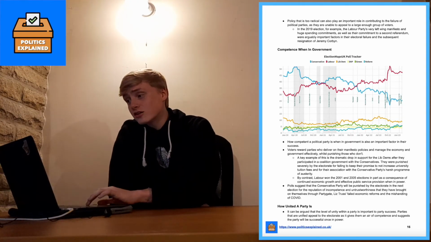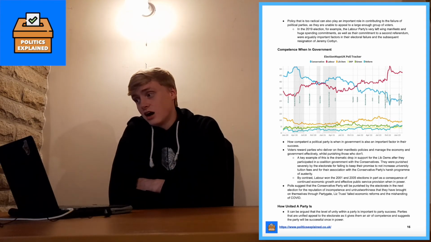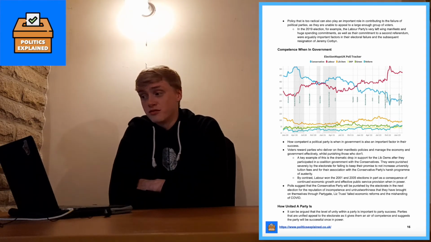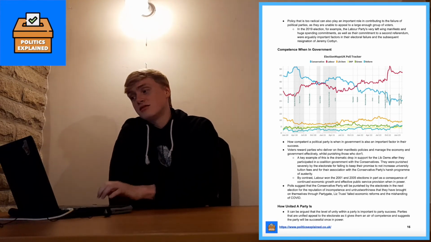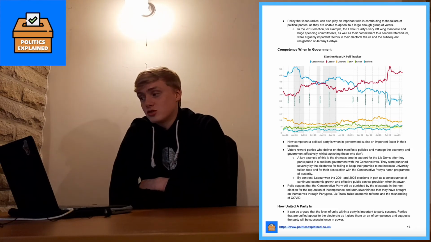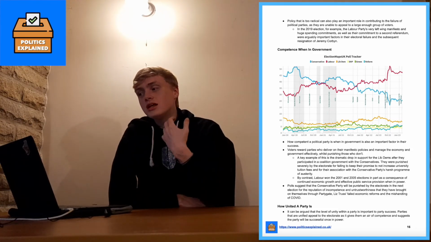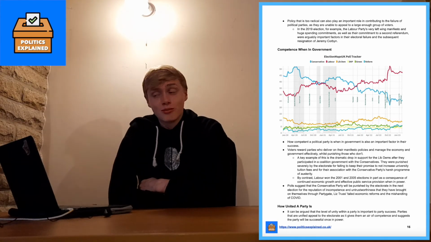Policy that is too radical can also play an important role in contributing to the failure of political parties, as they're unable to appeal to a large enough group of voters. So, for example, in the 2019 election, the Labour Party's very left-wing manifesto and huge spending commitments, as well as their commitment to a second referendum, were arguably important factors in the electoral failure and subsequent resignation of Jeremy Corbyn.